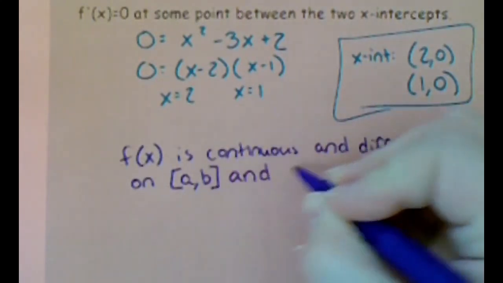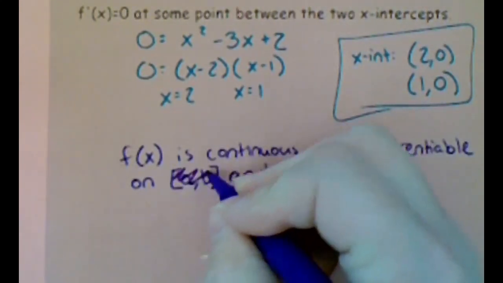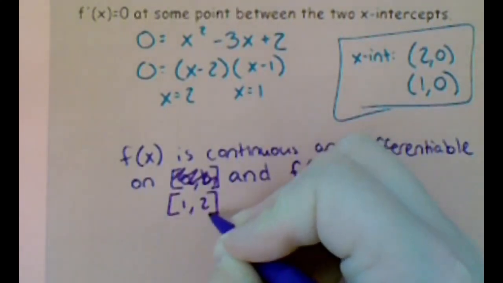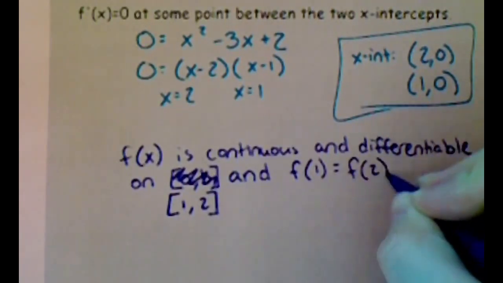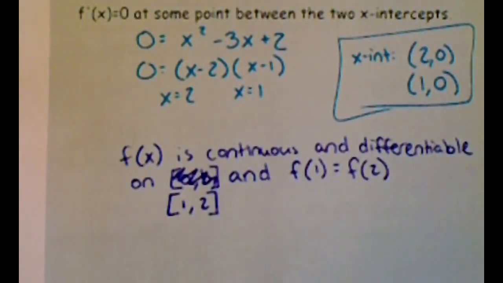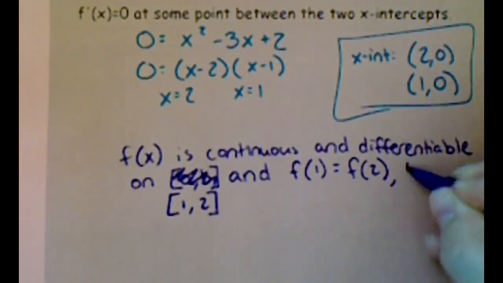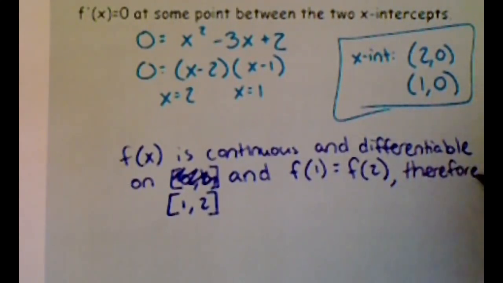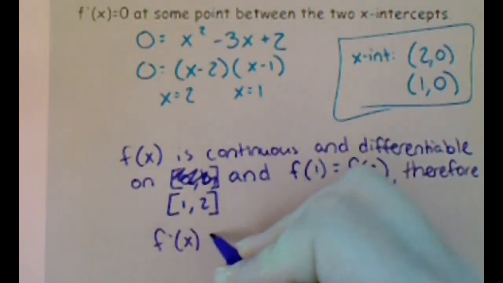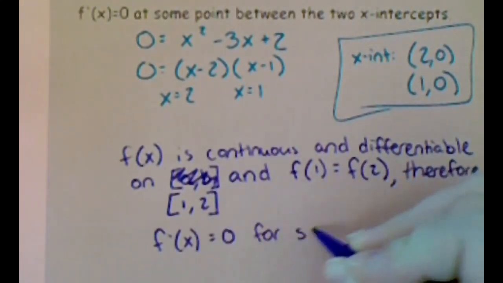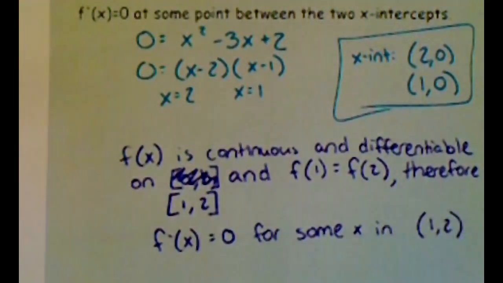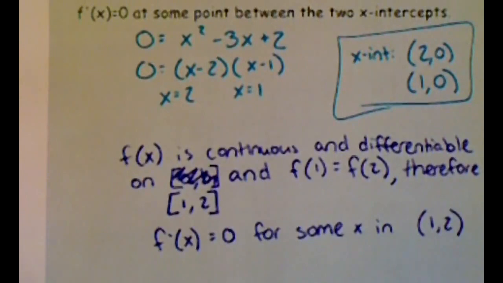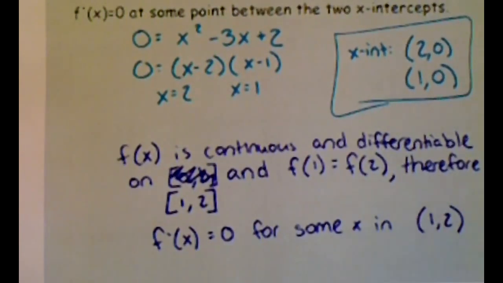And I know that a to b, what am I doing here? I want 1 to 2, those two x-intercepts. I know f of 1 equals 0 and f of 2 equals 0. Since those two equal the same thing, Rolle's theorem applies. Therefore, f prime of x equals 0 for some value of x in the interval 1 to 2. Somewhere between 1 and 2, the derivative must be 0. That's all this says. It doesn't say where, it just says it must be.